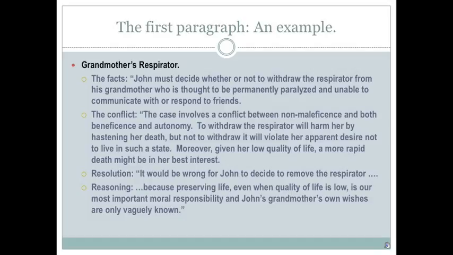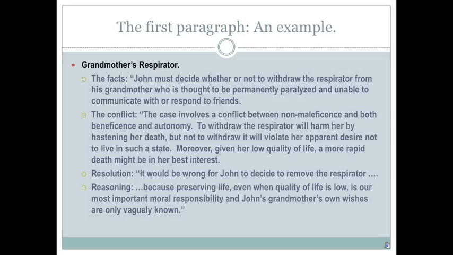It would be wrong for John to decide to remove the respirator, because preserving life, even when the quality of life is low, is our most important moral responsibility, and John's grandmother's own wishes are only vaguely known. Now, be clear, I am not suggesting that's the right resolution of the case. I'm just suggesting what a resolution in that direction might look like, what a good first paragraph might look like.